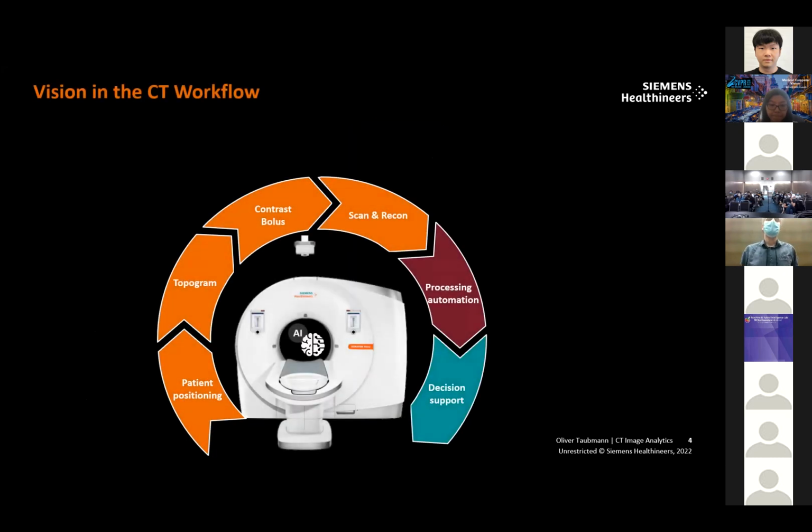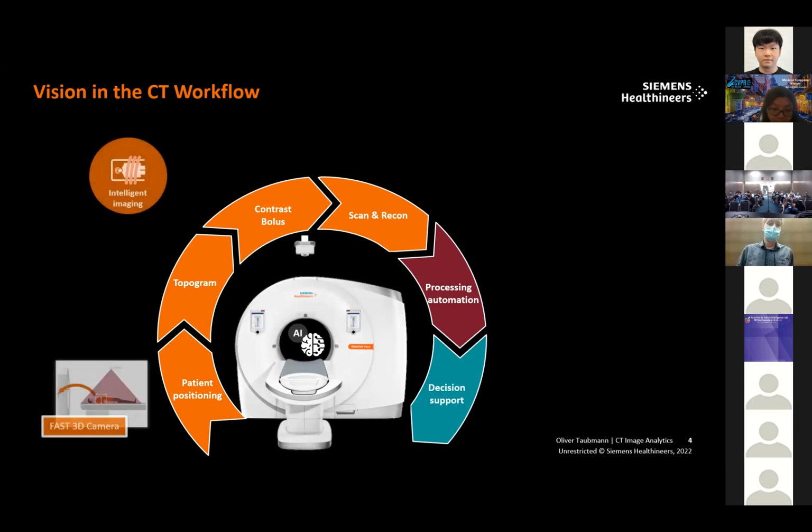Now, starting with the CT workflow, one may be tempted to assume vision in CT is what we do after we have acquired a CT image and want to analyze it, which is true, of course, but it actually starts much earlier than that. Because there are many steps involved to get a good CT image, and a lot of those we can support using vision. And it already starts with the patient positioning. Patient comes in and needs to be positioned on the table in preparation for the scan.